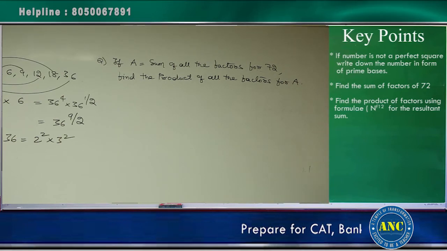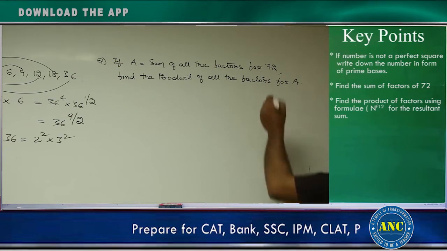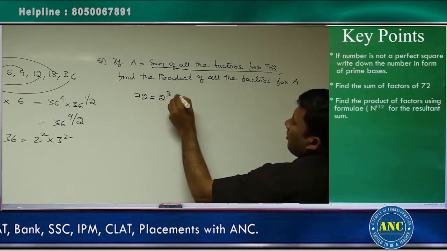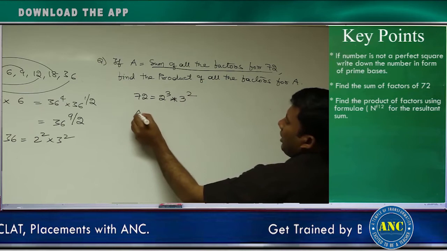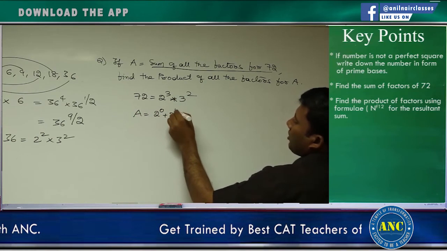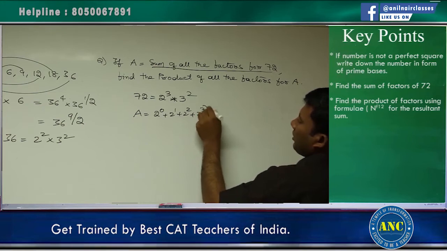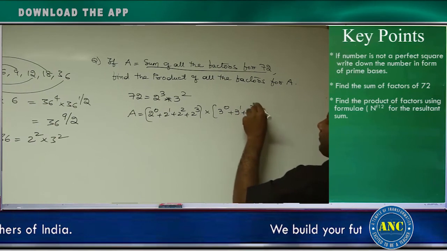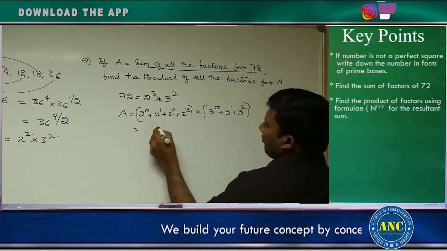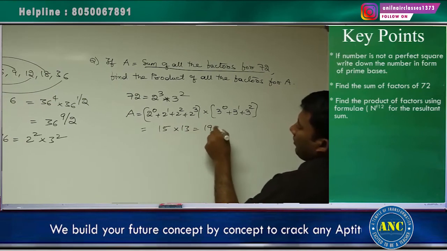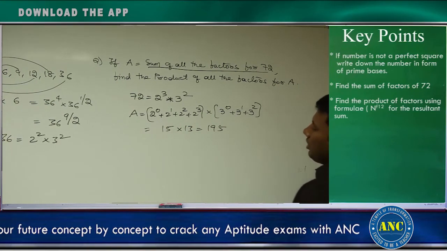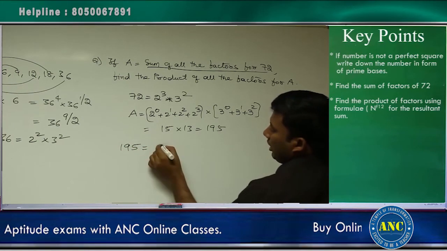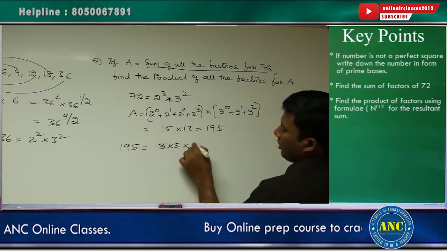Read the question: if capital A is the sum of all the factors of 72. What is 72? 72 is 2 cubed into 3 square. Capital A is the sum of all the factors: (2 power 0 plus 2 power 1 plus 2 power 2 plus 2 power 3) into (3 power 0 plus 3 power 1 plus 3 power 2). So this will be 15 into 13, 195. But we need the product of all the factors for A. 195 will be 13 into 15, which is 3 into 5 into 13.